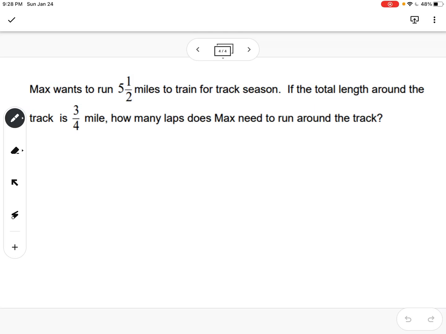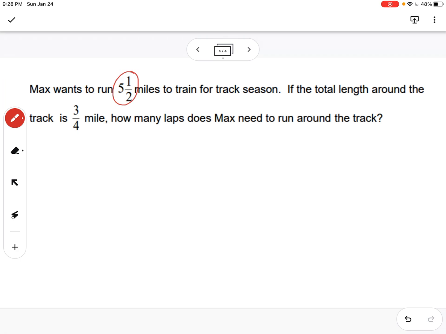Let's work through solving this word problem together. So let's identify key pieces of information to start. This says, Max wants to run 5.5 miles. I'm going to circle anytime I see a number. Max wants to run 5.5 miles to train for track season.